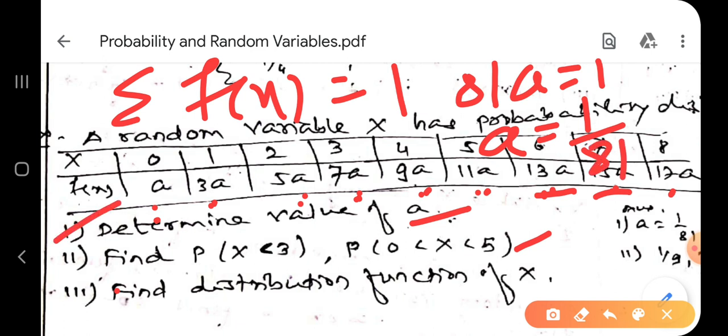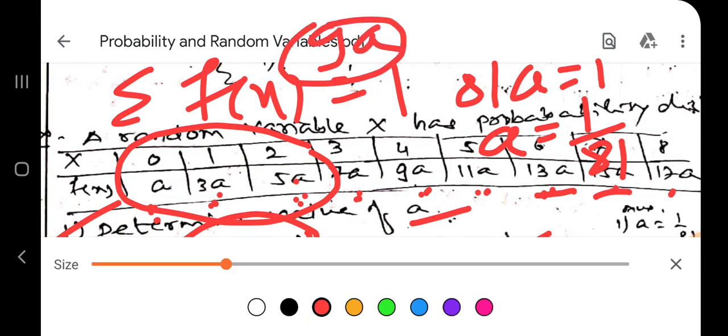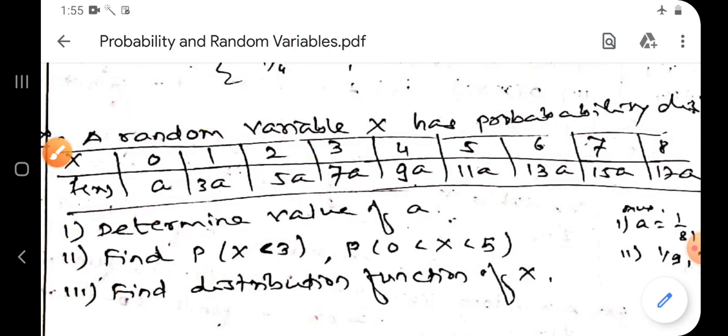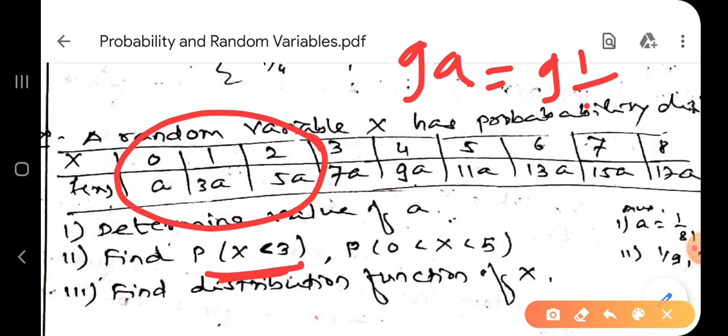Now put that a equal to 1 by 81 in each and every one and do your calculation. The next one: p of x less than 3 means 0, 1, 2, less than 3. So this addition: a plus 3a plus 5a means 9a. Understood? So 9a. Put the value of a, 1 by 81. So 9 into 1 by 81, your answer is 1 by 9 probability.